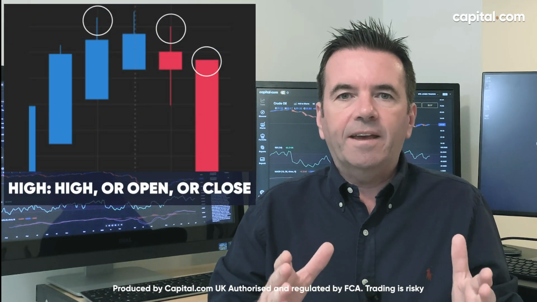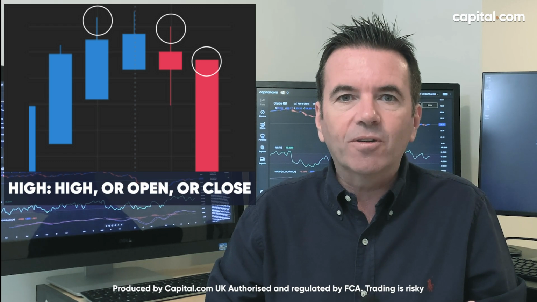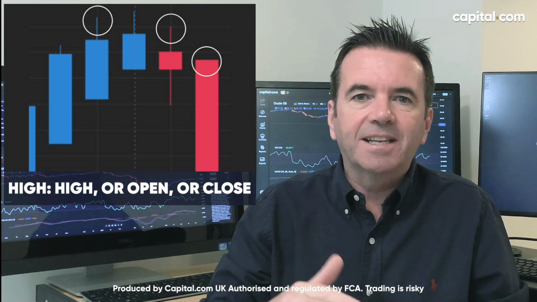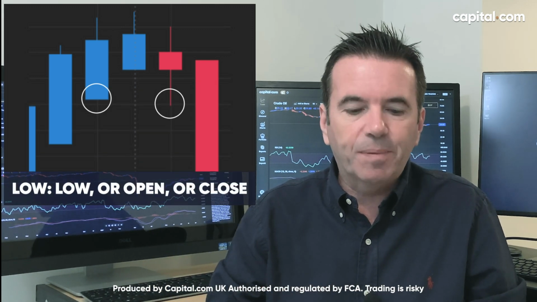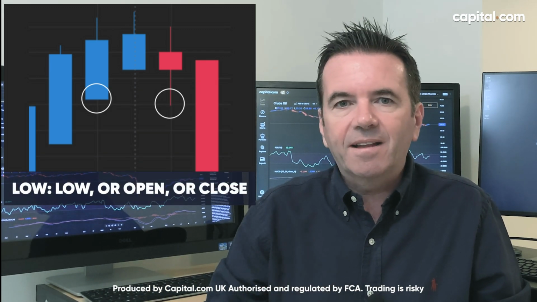The high for the Heikin-Ashi can be the high traded in the session, but if the open or the close was higher, then that's the level set as the high. And the low of the Heikin-Ashi, again, it can be the low traded, but if the open or the close was the low, then that's the low. So we end up with a much smoother looking candlestick.